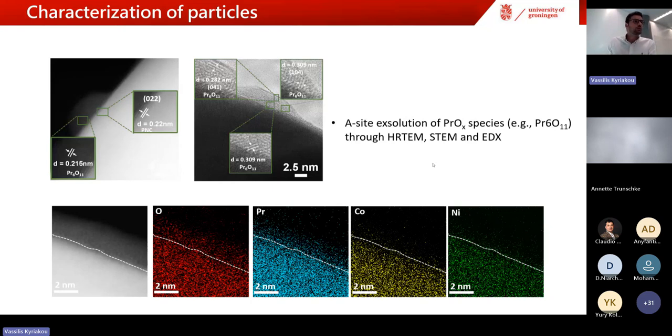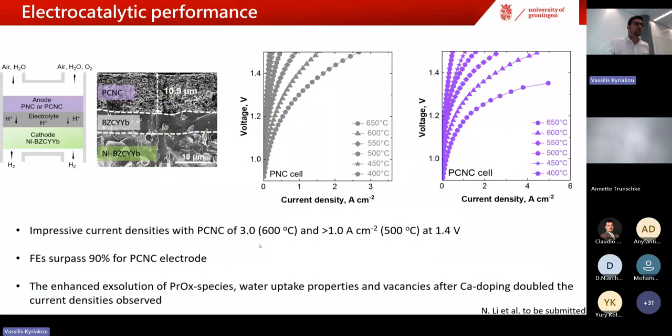So this is proof that the praseodymium is the one that is exsolving as praseodymium oxide. You see also with the STM and EDX that it is practically praseodymium and cobalt oxygen on these particles. In terms of performance, because I think that's the interesting thing in terms of application, and I will close with that, if you deposit it in a single cell, this is a small diameter cell, 20-25 millimeters, even with a small addition of calcium, for the reasons that we just explained, with more exsolution from the calcium addition, the currents were doubled.